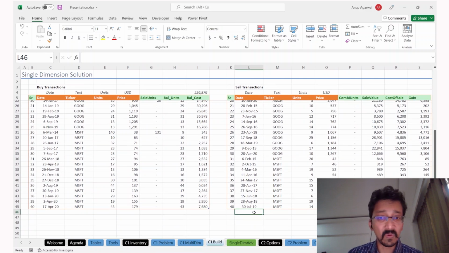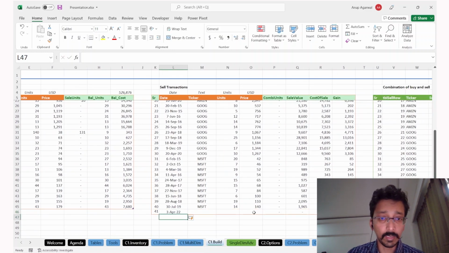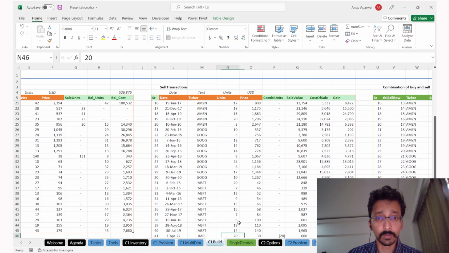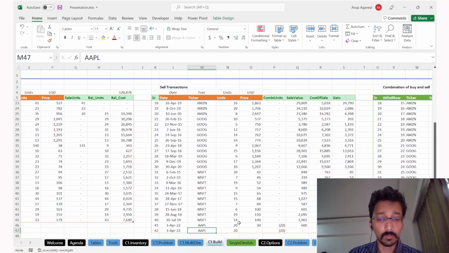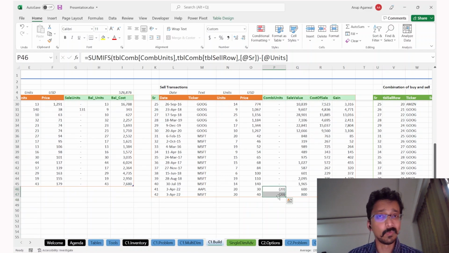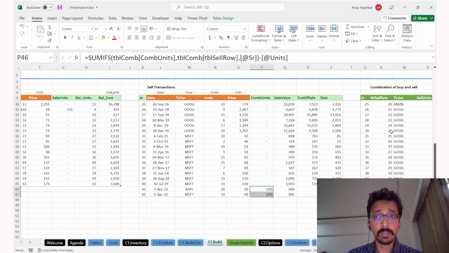Now let's say on a certain date, today, you sold some Apple stock, 20 shares for a certain price. Please don't take this as price advice. I have no idea where the Apple stock is. And then let's say on another date, you sold some Microsoft stock at a certain price. You see, the combination units gives you an error to tell you that this table is not working correctly.